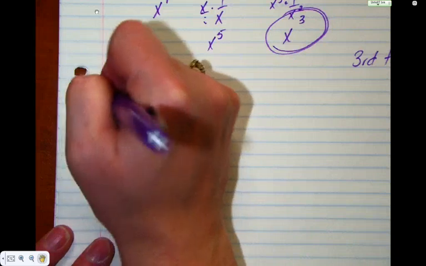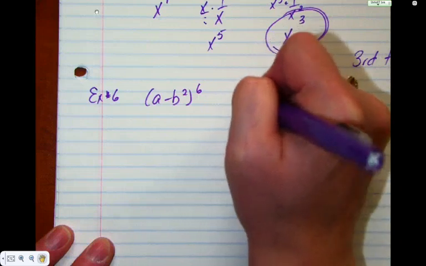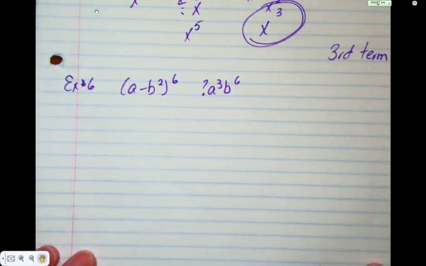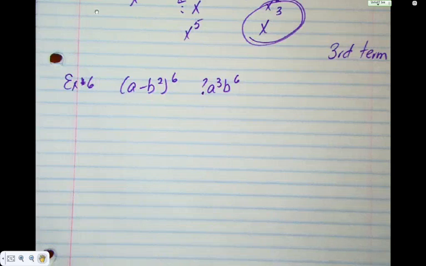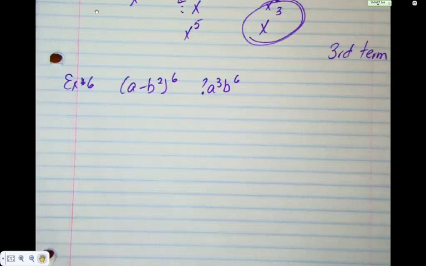Number 6. So a minus b squared to the 6, and they want to know what is the coefficient of the term containing the a cubed and the b to the 6. Okay, so where are we going to start? Imagine this is the exam question. I may not start with spaces with this one. I may use a little bit of logic before I went straight to the space. You could, but I would probably use some logic first.